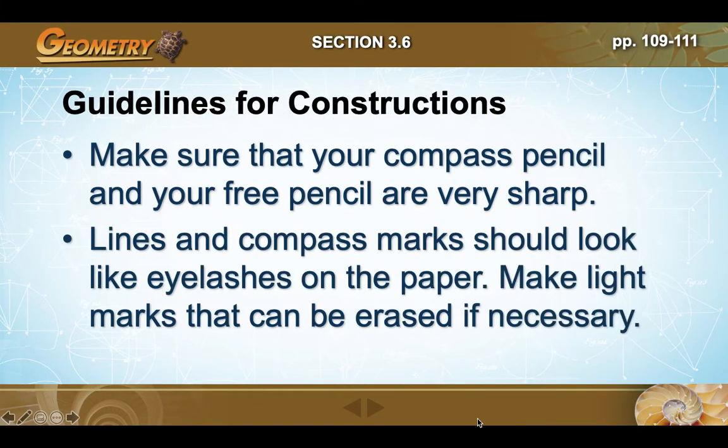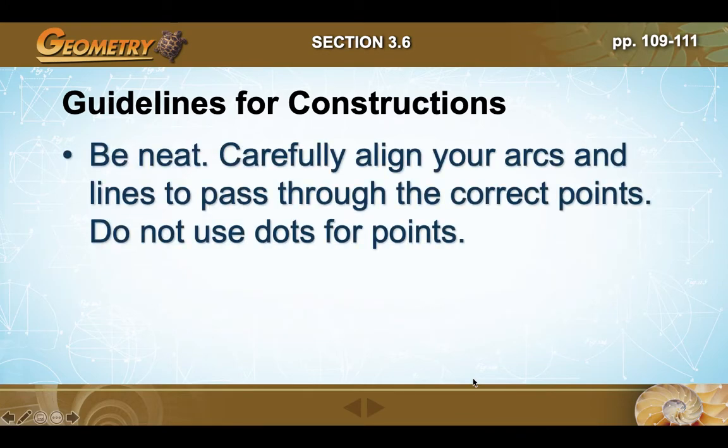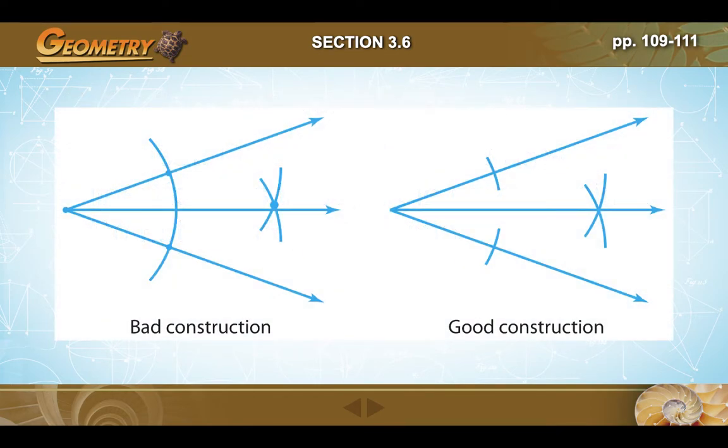Here are just a couple of guidelines. These are in your book as well, but make sure your pencil is very sharp so that when you make your marks, you are just making very light marks. We're not doing hard because if you mess up, you'll want to be able to erase it easily. The other thing would be to line up your arcs and lines very carefully, and then don't use dots for points. So let's look at a couple examples here.